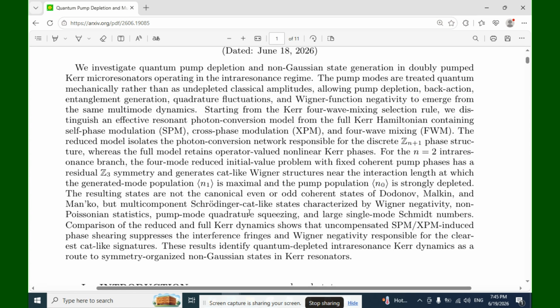Comparison of the reduced and full Kerr dynamics shows that uncompensated SPM and XPM, which are self-phase modulation and cross-phase modulation, induced phase shearing suppress the interference fringes and Wigner negativity responsible for the clear Schrödinger cat-like signatures. These results identify quantum depleted intra-resonance Kerr dynamics as a route to symmetry-organized non-Gaussian states in Kerr resonators.